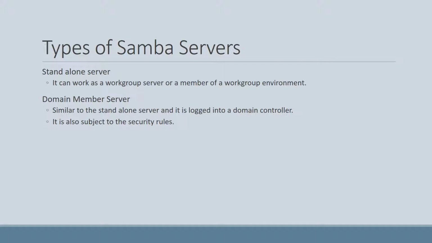Server number 2 is a domain member server. A domain member server, similar to the standalone server, is logged into a domain controller, either Windows or Samba, and it is subject to the domain security rules. An example of a domain member server would be a departmental server running Samba that has a machine account on the primary domain controller, the PDC. All the department clients still authenticate with the PDC, and desktop profiles and all network policy files are included. The difference is that the departmental server has the ability to control the printer and the network shares.